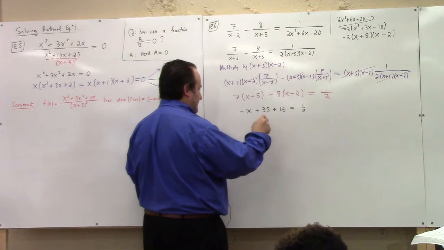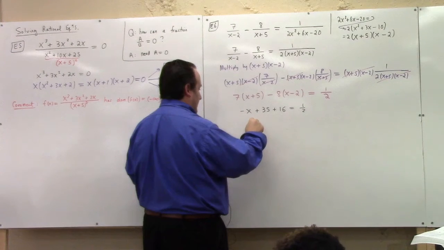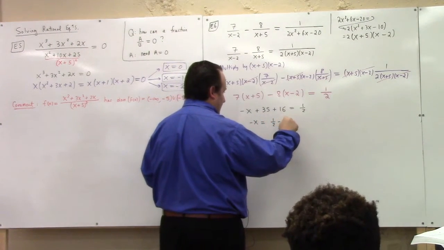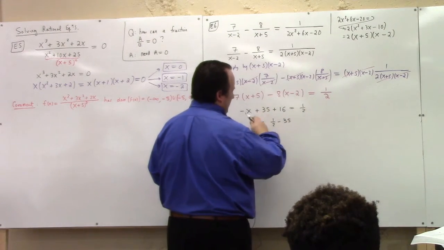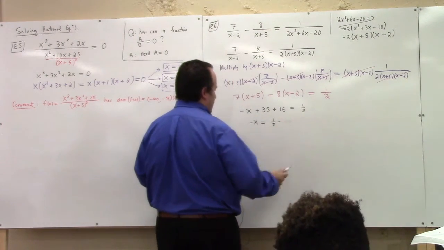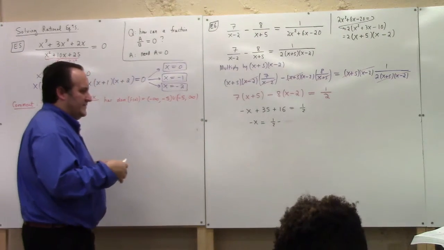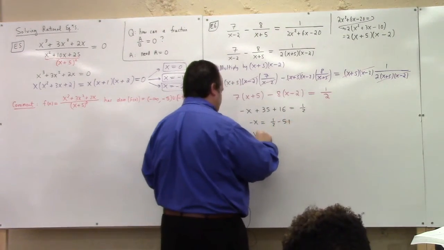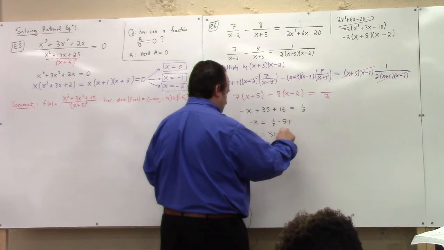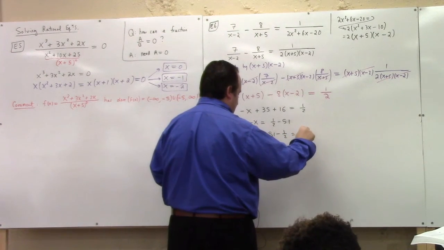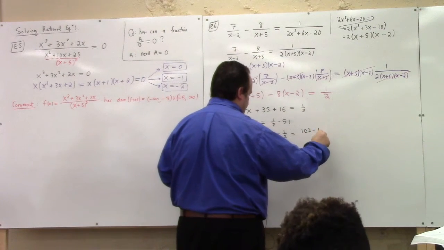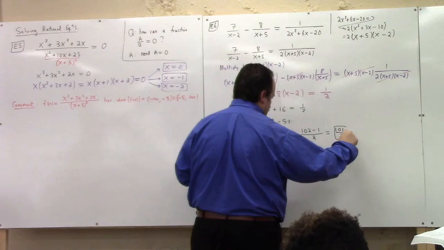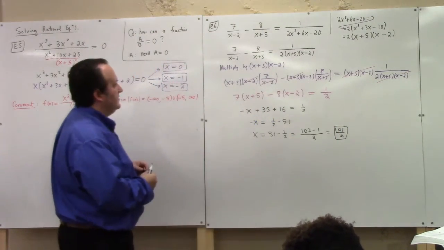So let's see here. Minus x is equal to 1/2 minus 35. 35 plus 16 is what? 45, 51, right? Or in other words, x is equal to 51 minus 1/2, which is also known as 102 minus 1 over 2, which is 101 over 2. So there you go. 101 over 2 is the answer here.